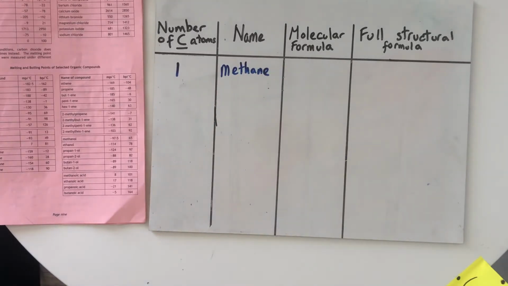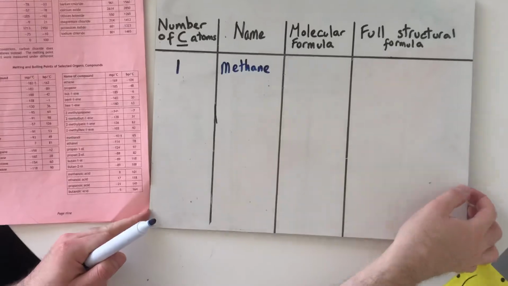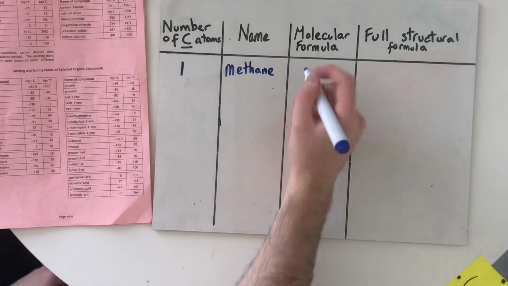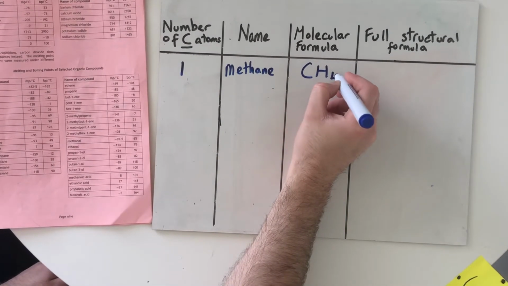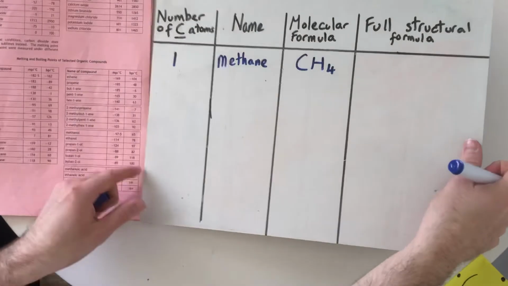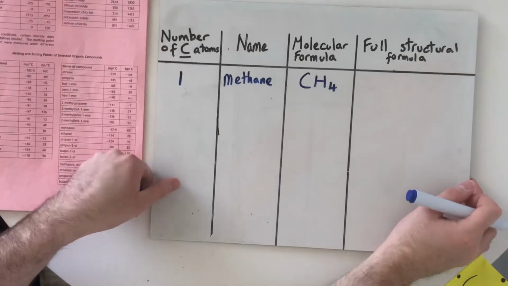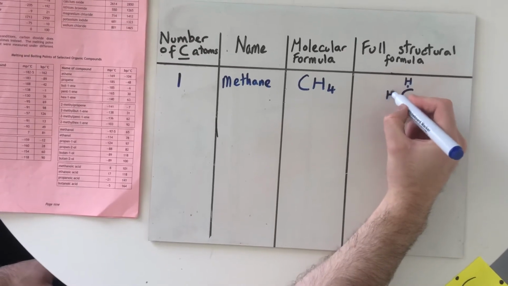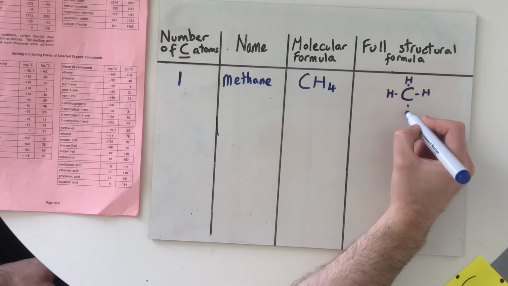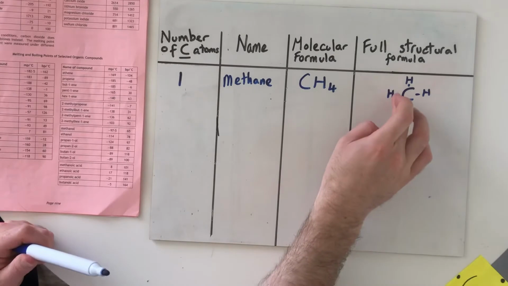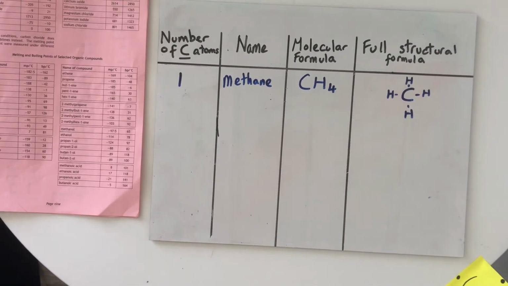The molecular formula is simply the number of carbons and hydrogens within the structure. 1 carbon, 4 hydrogens. So write that as CH4. Don't need the 1. If you've got 1 atom, you don't need to show the number 1 in there. The full structural formula, well, as we can see, we've got 1 carbon in the middle, 4 hydrogens coming off each side. There we go, there's a full structural formula. That's where the lines represent those covalent bonds, okay?